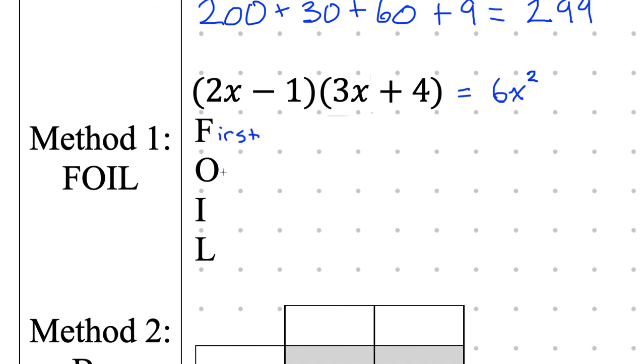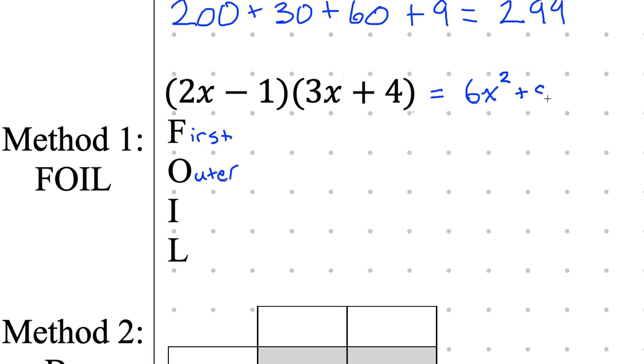Then the O stands for outer, which means the outmost. So I have 2x and 4. So 2x times 4. With another quiet raised hand, what is 2x times 4? Asha? 2x times 4 is 8x. And it's a positive 8x, so I'm going to do plus 8x. If it was a negative 8x, I would do minus 8x.